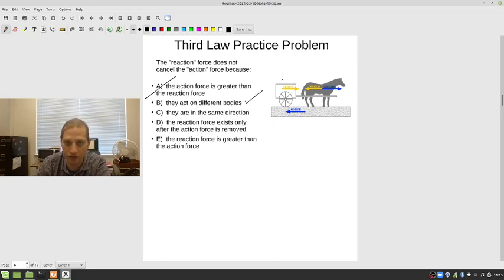Yes, that's it. What happens is that the horse and the wagon indeed do have opposite forces, but you also have the ground and the horse. And so the horse is able to push off the ground. The ground has a net force backward, but it has a really big mass, so we don't notice it. They're in the same direction? No, they're opposite directions. The reaction force exists only after the action force is removed? The reaction force is greater than the action force? They're equal size, opposite directions. Okay, so that's Newton's third law.